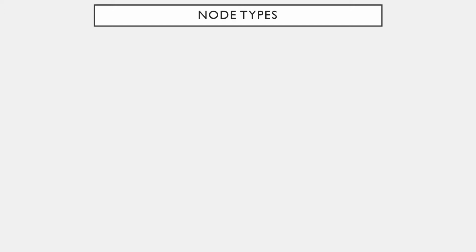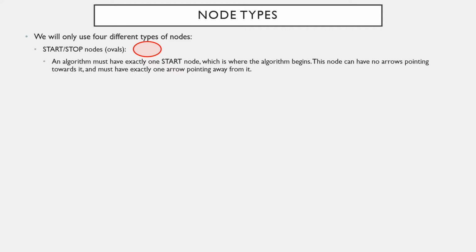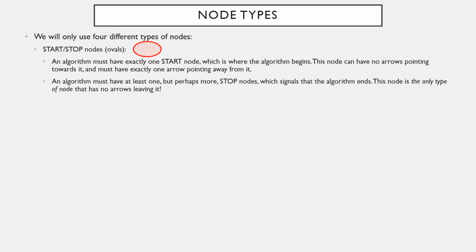So what are the various types of nodes that we're allowed to put into our algorithms? We're really only ever allowed to use 4 different types of nodes. The first is a start or a stop. It's an oval, it's red. It has exactly one start node. That's where you begin the algorithm. You are not allowed to have any arrow pointing to your start, but it has exactly one arrow pointing away from it. An algorithm has to have at least one, but maybe more than one nodes labeled stop, which tells you to just end whatever you were doing. This is the only node that has no arrows leaving it because the algorithm is now done.